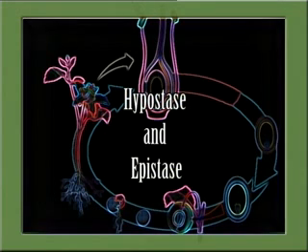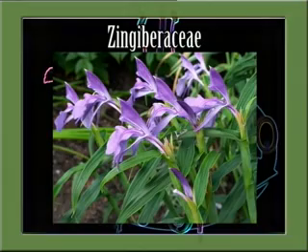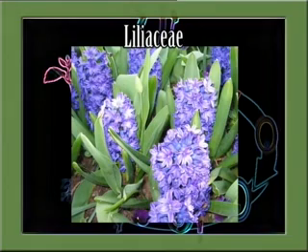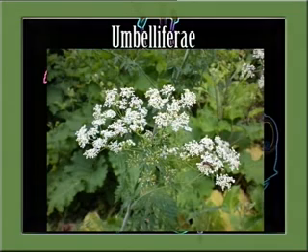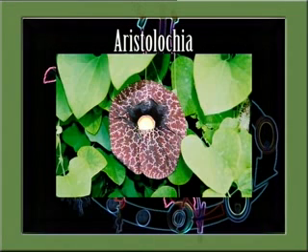Next is hypostasis and epistase. Group of cells right below the embryo sac and above the vascular supply to the funiculus is termed as hypostasis. Hypostasis has been reported in many families like Zingiberaceae, Liliaceae, Umbelliferae. In Aristolochia, the hypostasis persists in the mature seed.